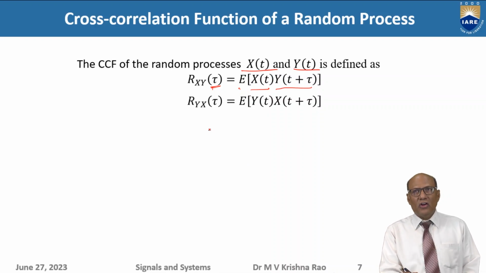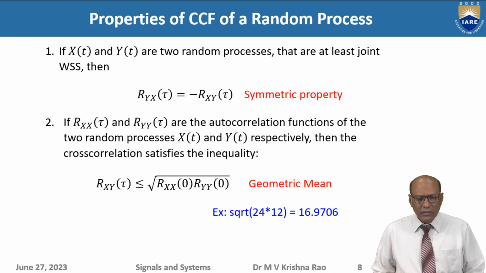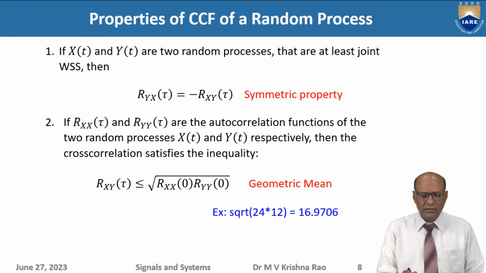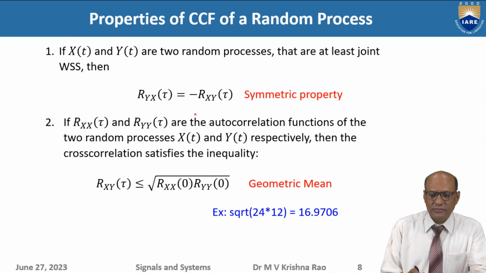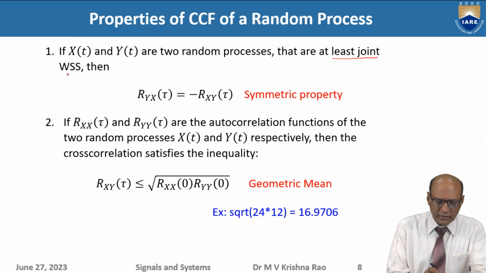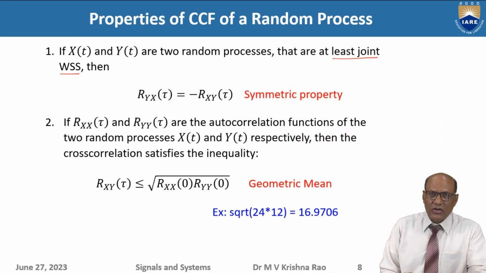So naturally RXY is not equal to RYX. Okay, as usual. So here let us see a few properties of that one. X of t and Y of t are two random processes, and they are at least jointly wide sense stationary. Okay, at least second order joint stationary. That means the autocorrelation functions, because we are talking about wide sense stationary processes, must be constant.